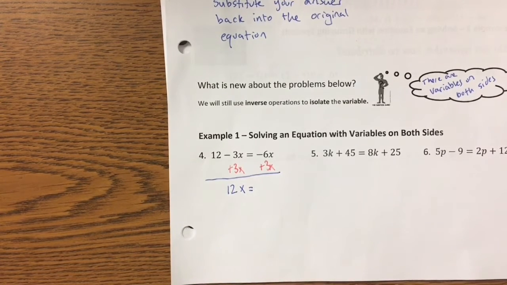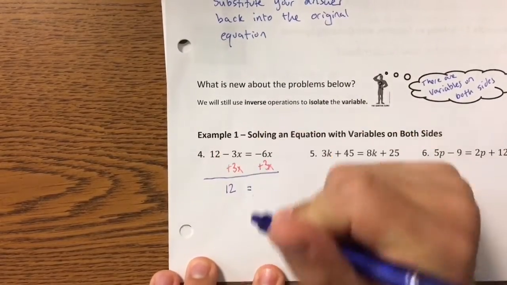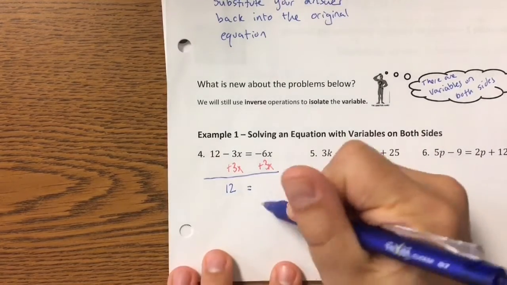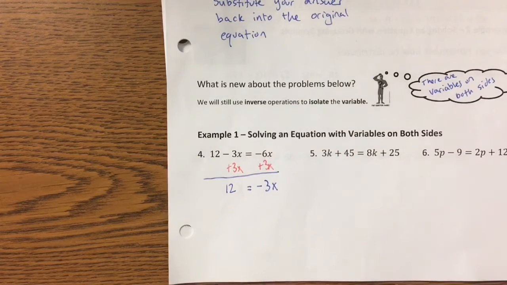How did you change it to 12x? Oh, right. There's no x on there. My bad. Thank you for pointing that out. That's what happens when I'm talking and writing at the same time. You should get 12 equals negative 3x. Are y'all okay with that?